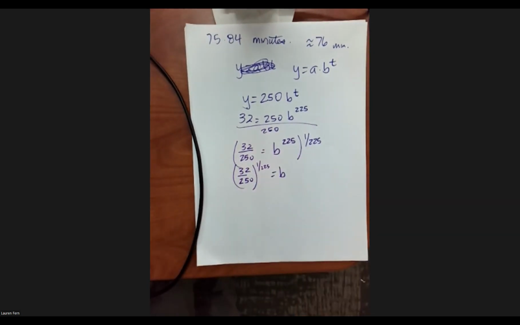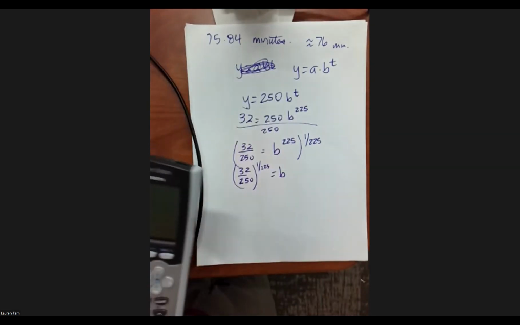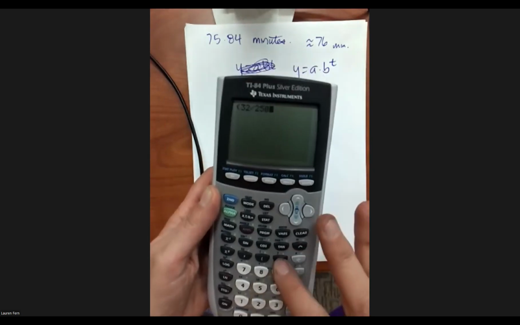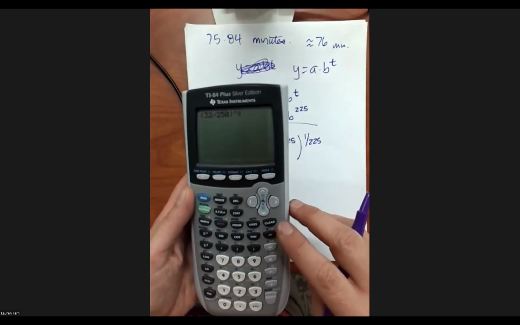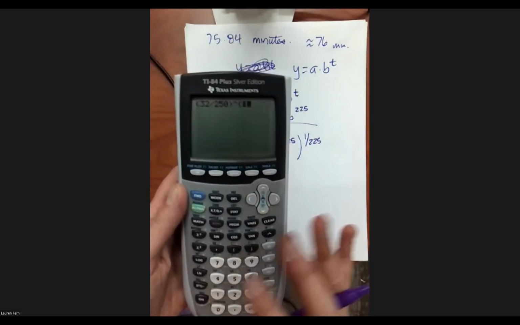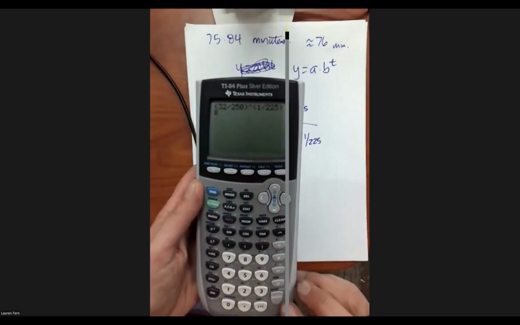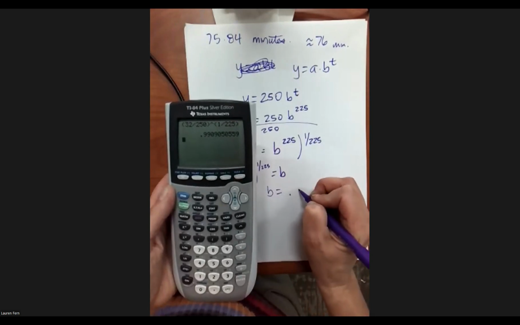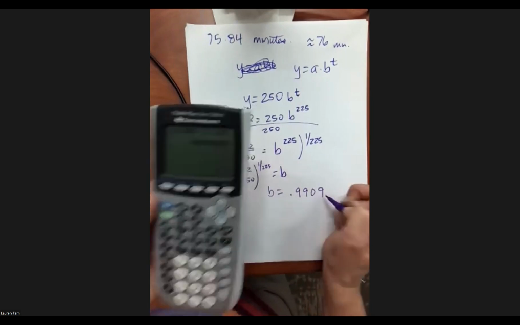Now, I'm sure that that's just intuitive to all of us, so we probably don't need our calculators to do that. I'm totally being sarcastic. But let's do it. We take 32 divided by 250. And I'm raising that to the 1 divided by 225th power. So I get b to be 0.9909.